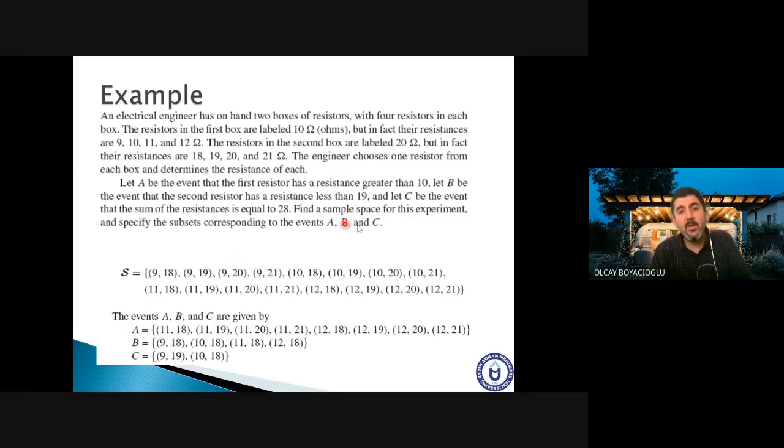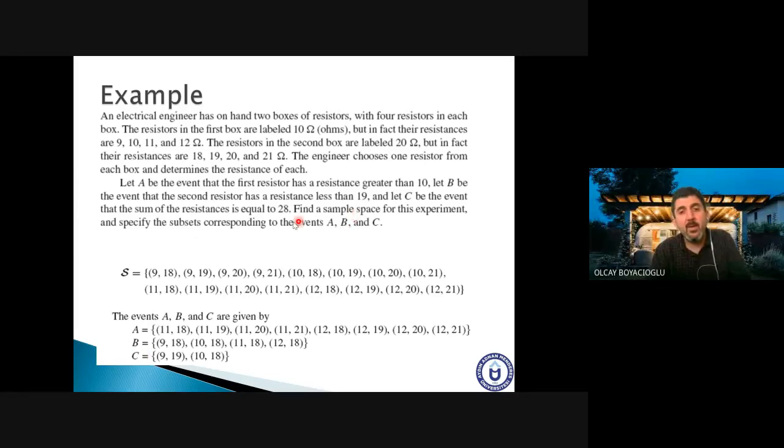Now, let's write the events A, B, and C. Event A is that the first resistor has a resistance greater than 10. That means all the 11s and all the 12s, the 4 elevens and 4 twelves. This is called A. B would be less than 19, which is only 18, with all of those 4: 918, 1018, 1118, 1218. So we are selecting these values out of the sample space.